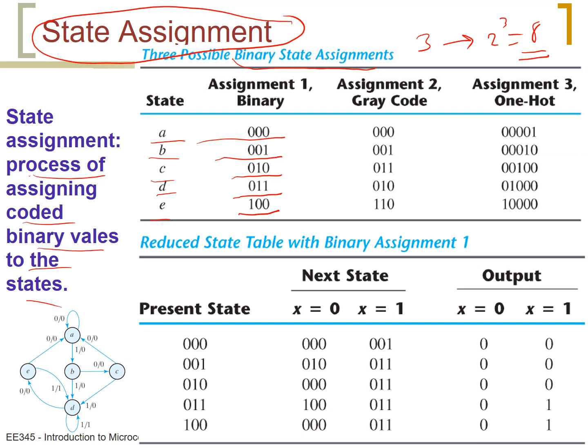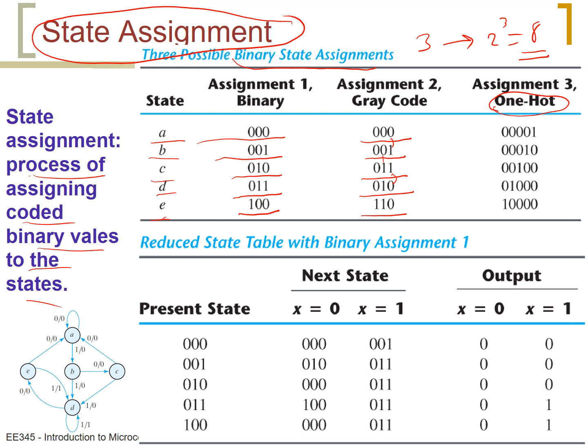Or we can assign a gray code like assignment, which is 0, 0, 0 to state A, 0, 0, 1 to state B, so we have 1 change, and 0, 1, 1 to state C, which is 1 change, this second bit, and 0, 1, 0 to state D, so this bit changed, the first one, and 1, 1, 0 to state E.